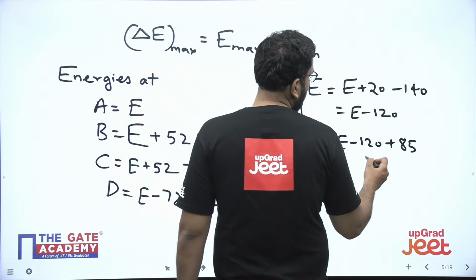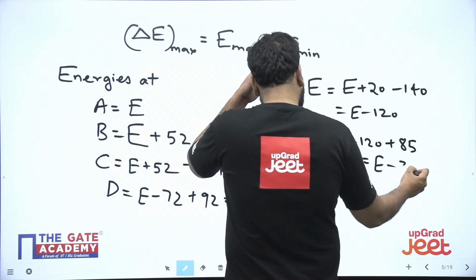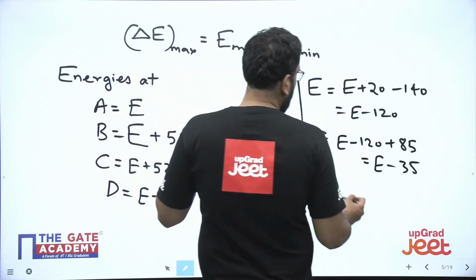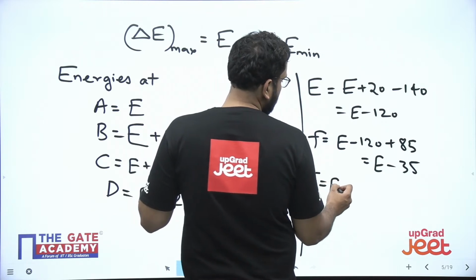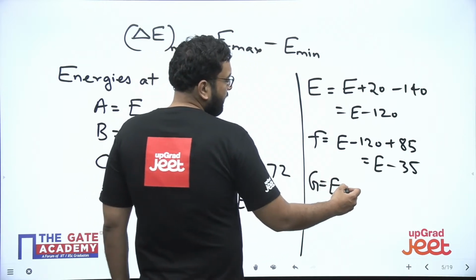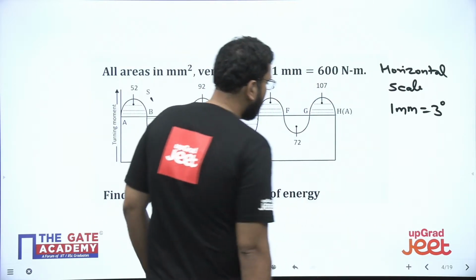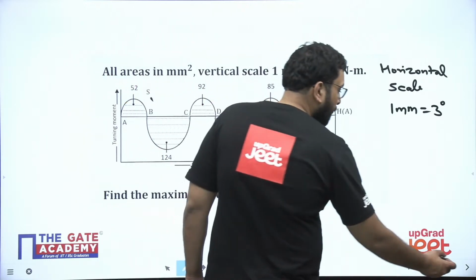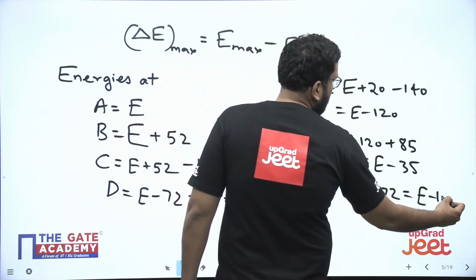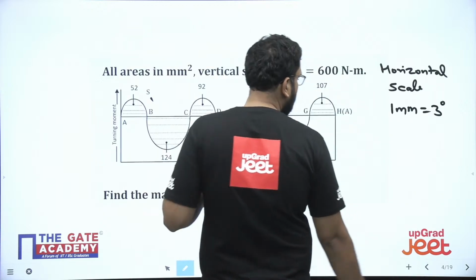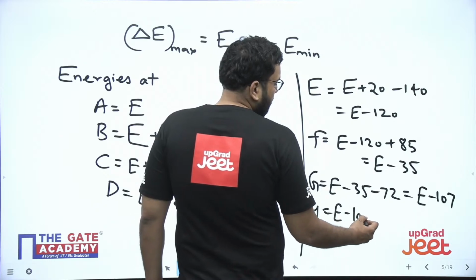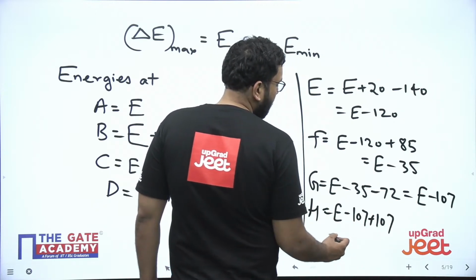So what will we be getting? We will be getting E minus 35. Now at G, it is going to be E minus 35, and we have this as 72, that is minus only. So E minus 35 minus 72, I think we'll be getting E minus 107. Now at the last point, that is H, it is going to be E minus 107 plus 107, that is E.